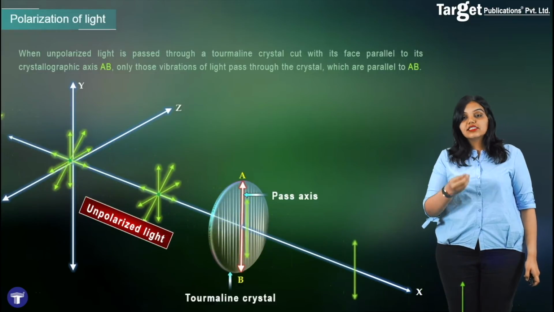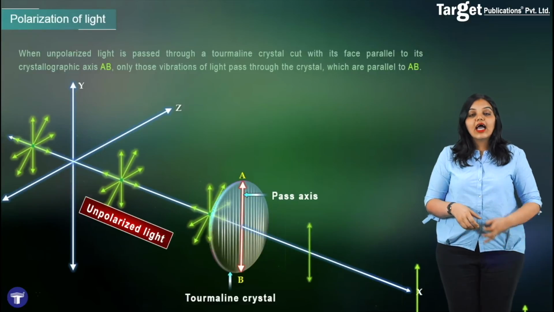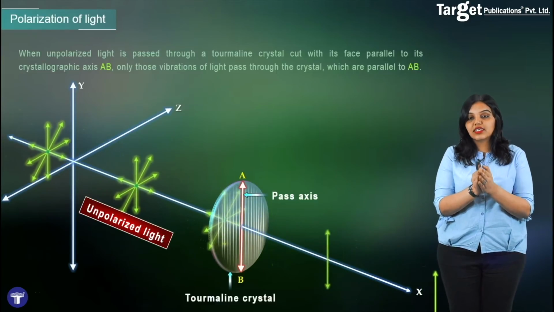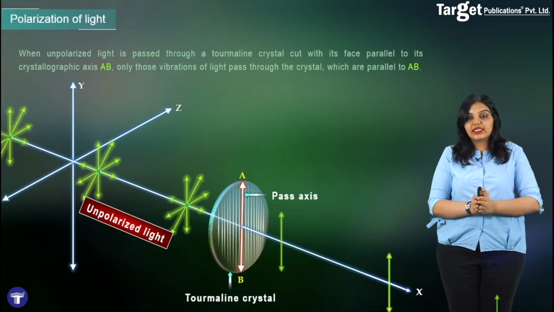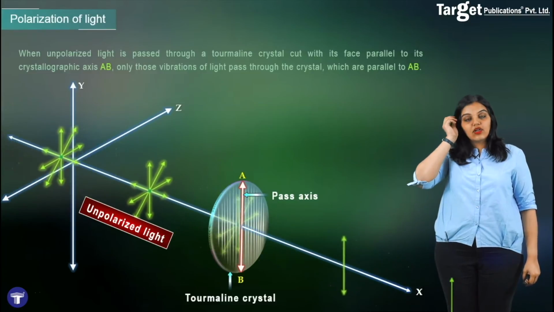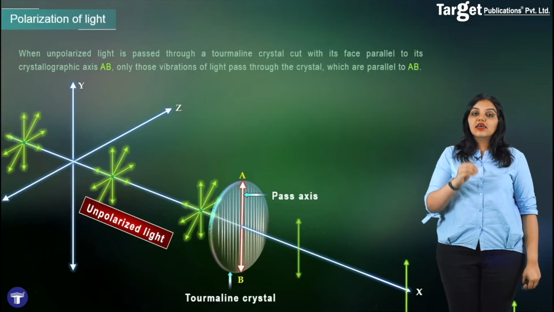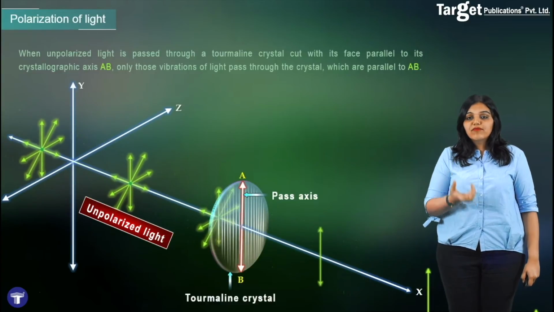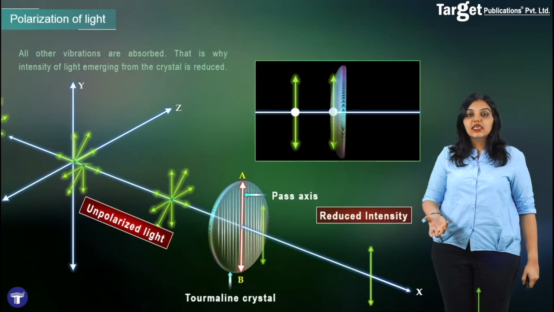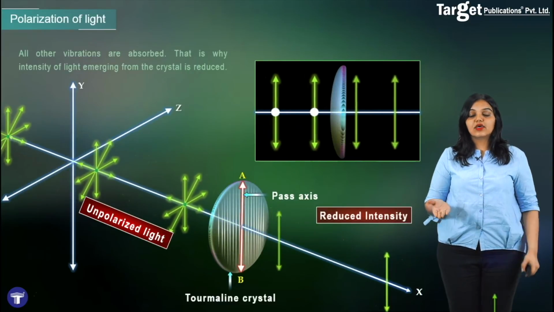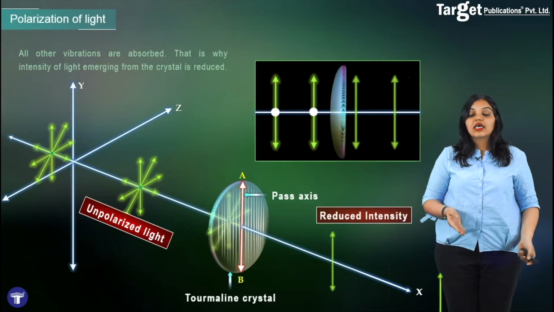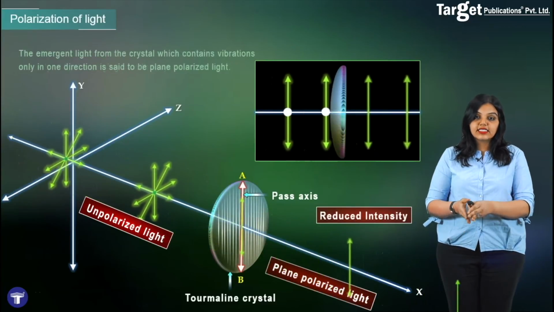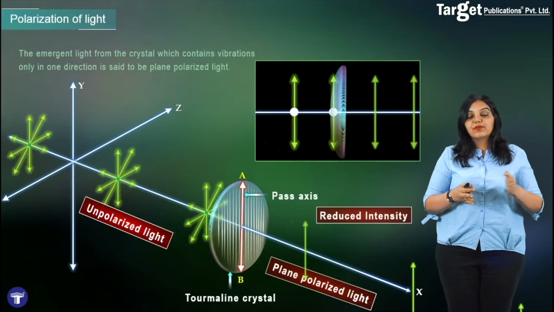In this case, the crystal has a pass axis lying along AB, and we can see that the incident light is unpolarized, but all the light coming after passing through the crystal is only polarized along the y direction because the pass axis lies along the y direction. So this tourmaline crystal has given us plane polarized light and is thus known as a polarizer. Obviously, the output has reduced intensity and therefore the output of the polarizer will always have intensity less than the input. But here we see that the polarizer, the tourmaline crystal, has produced plane polarized light. So we use the tourmaline crystal to produce plane polarized light.